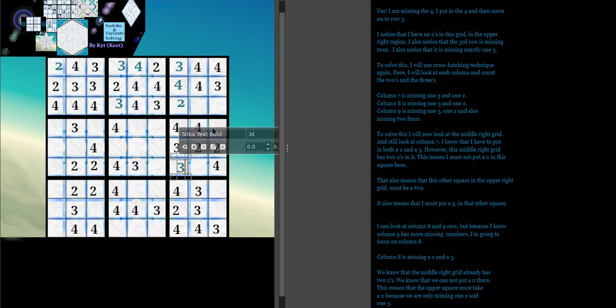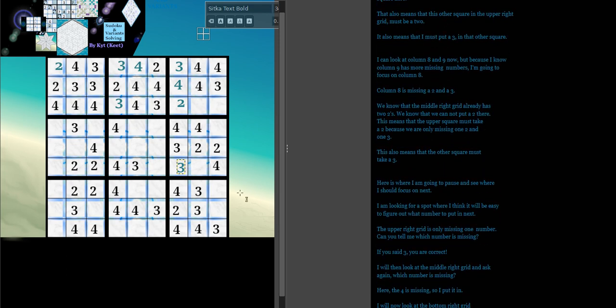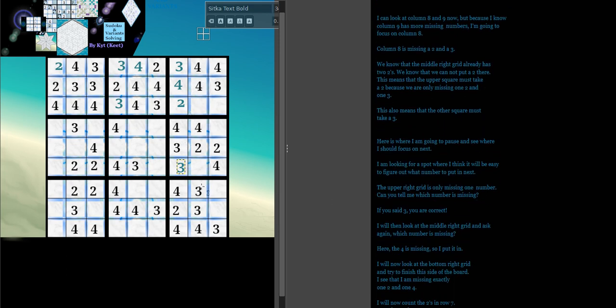I can look at column 8 and 9 now, but because I know column 9 has more missing numbers, I'm going to focus on column 8. Column 8 is missing a 2 and a 3. We know that the middle right grid already has two 2's. We know that we cannot put a 2 there. This means that the upper square must take a 2 because we are only missing one 2 and one 3. This also means that the other square must take a 3.